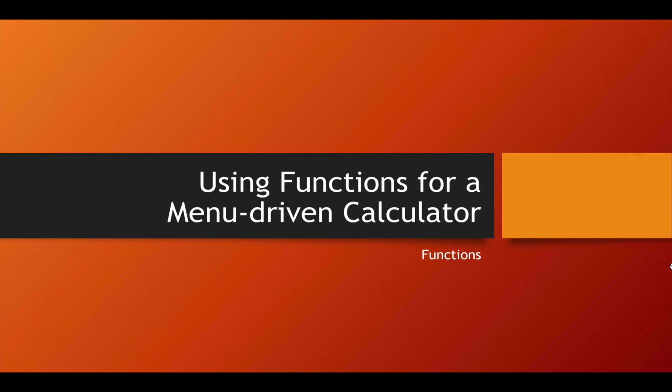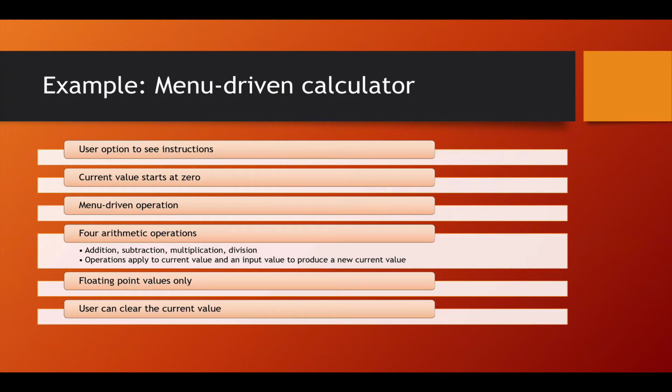In this video, we're going to use functions to develop a menu-driven calculator. And here's a description of how this is going to work. I'm going to begin with a user option to see instructions, and then always have a current value that always begins at 0. Then a menu-driven operation, a menu loop, which offers 4 arithmetic operations: addition, subtraction, multiplication, division.